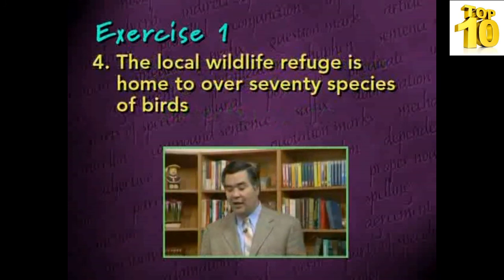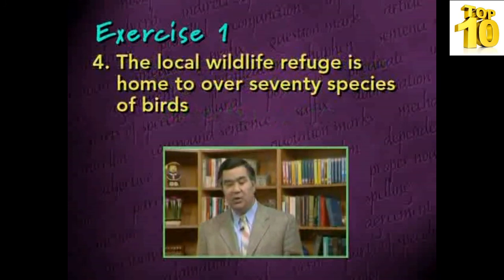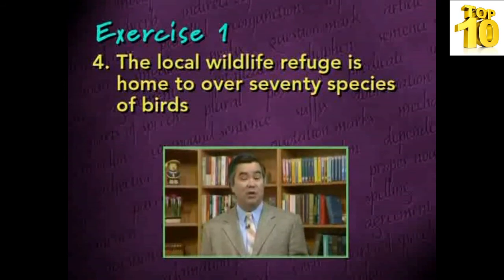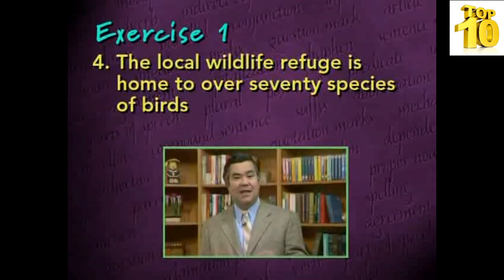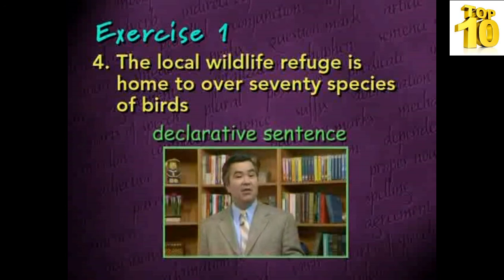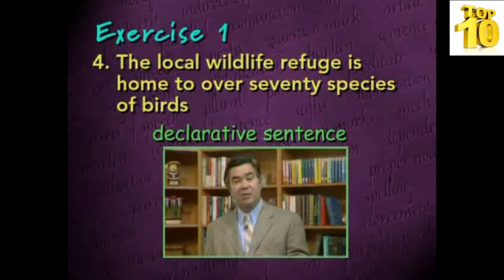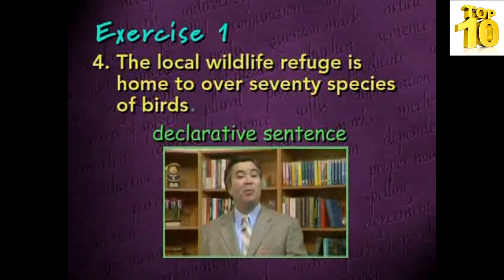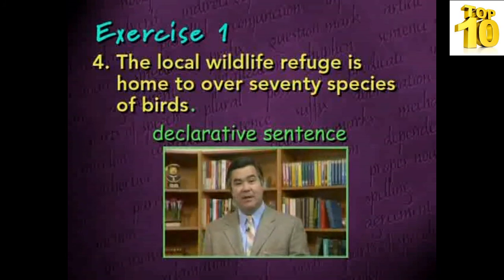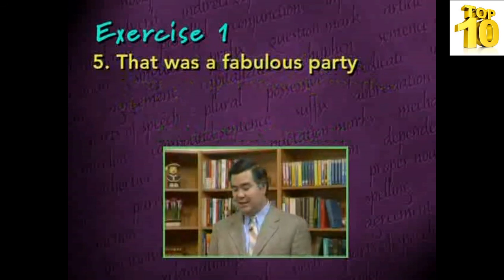The local wildlife refuge is home to over 70 species of birds. This sentence states a fact. Therefore, it's a declarative sentence, the most common type of sentence in English, and it ought to be concluded with a simple period. Let's look at the final sentence.